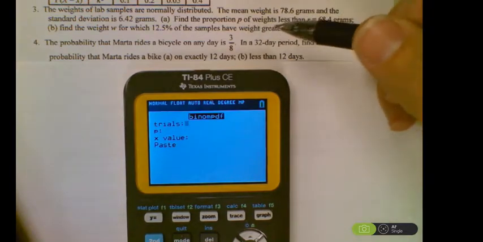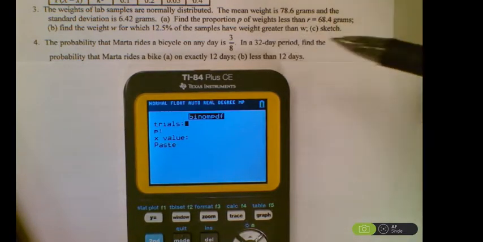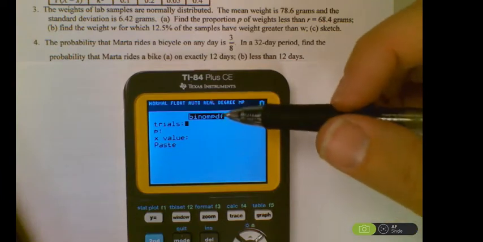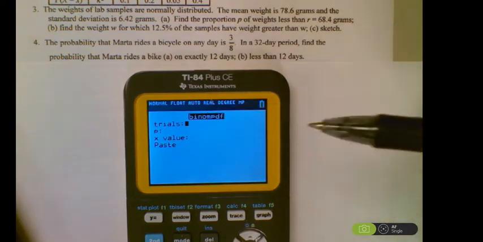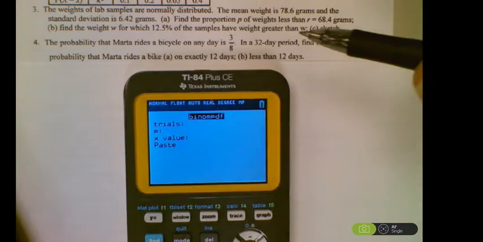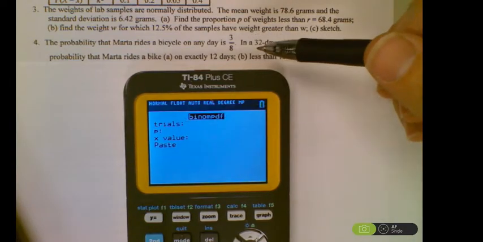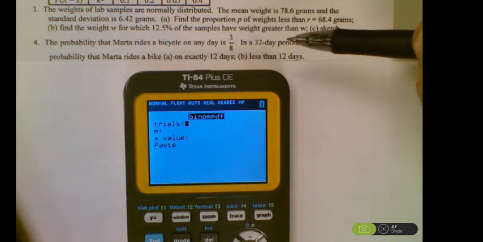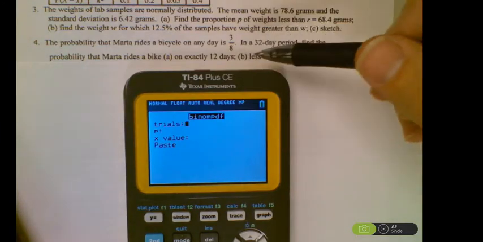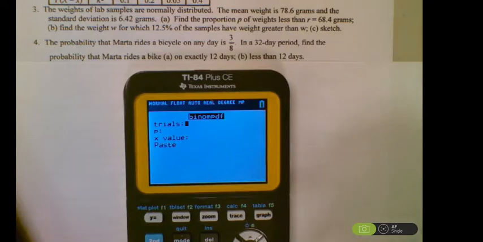So number of trials, we have 32 trials. One of the things that will lead you into using the binomial function instead of the normal distribution function is having a number of trials. So that's something that makes this binomial, that it's not just a one-time occurrence, it's happening multiple times. So that's why we use the binomial feature for these.